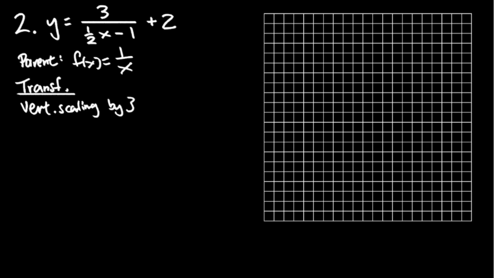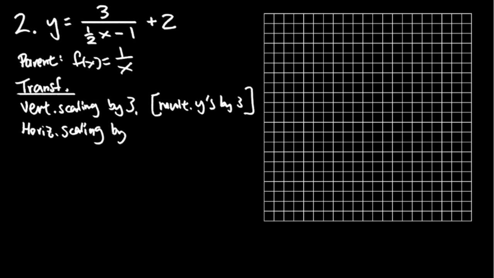And then let's see. Next thing is b. That's going to be the thing multiplied by x, or multiply 2x, 1/2 times x. I'm also going to write here what we do to the values. So multiply y's by 3. Okay, and then this 1/2, there's a horizontal scaling by 1/2. So that means divide x's by 1/2. In other words, multiply by 2.